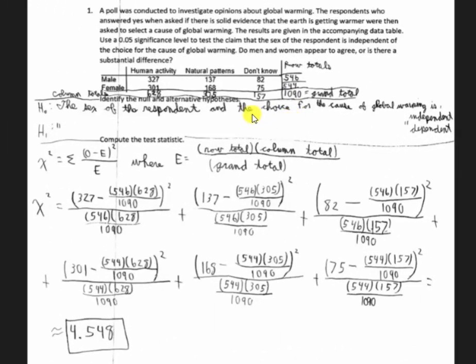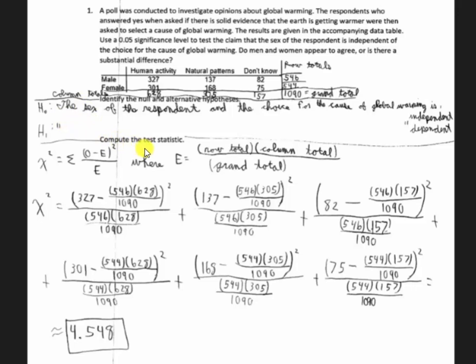Now that we have that, we can identify the null and alternative hypothesis. To do hypothesis, again, we have to state the null, which is this H sub 0, and the alternative, which is H sub 1. For the null, we're going to say the sex of the respondent and the choice for the cause of global warming is independent. The alternative would be the sex of the respondent and the choice for the cause of global warming is dependent. These little marks here mean just rewrite the same thing above it.